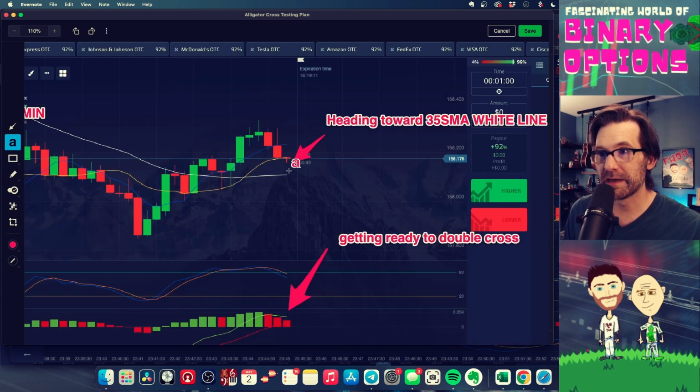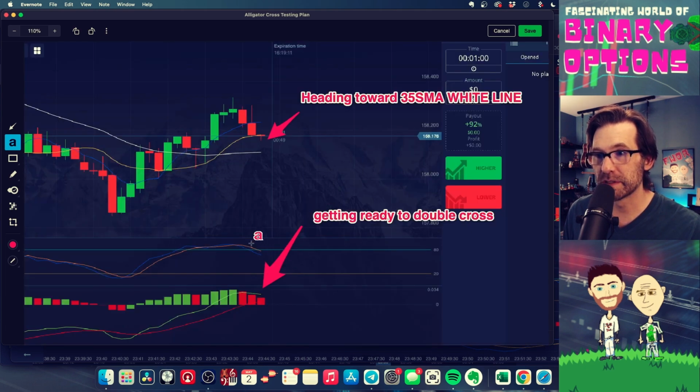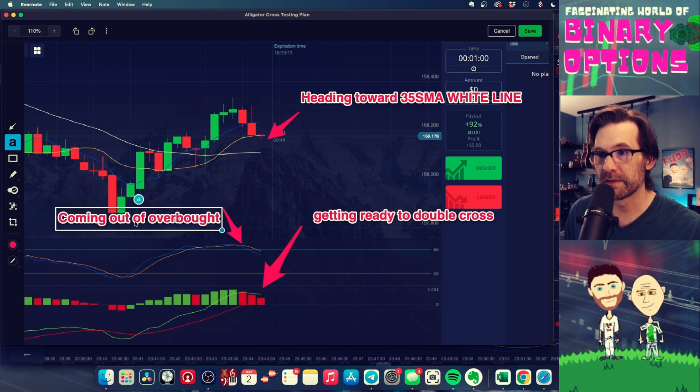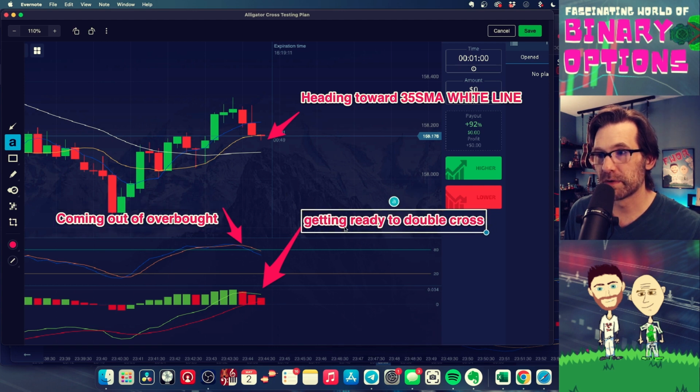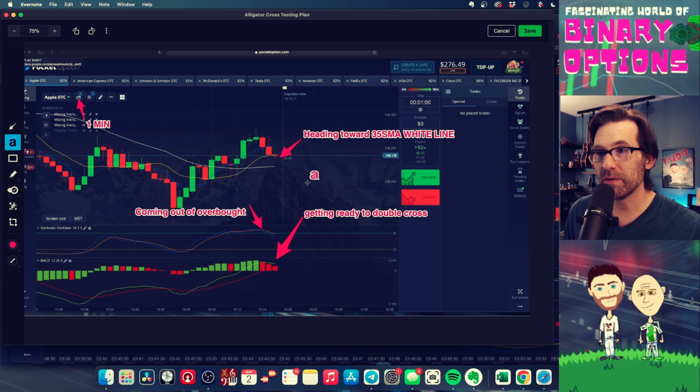I think that it had enough down pressure and it was going to go to the white line. I think that it was coming out of overbought right here. This is coming out of overbought. It was getting ready to double cross there, and it was heading towards the white line here. That all would indicate to me that this was really going to go, I mean, really going to go down.